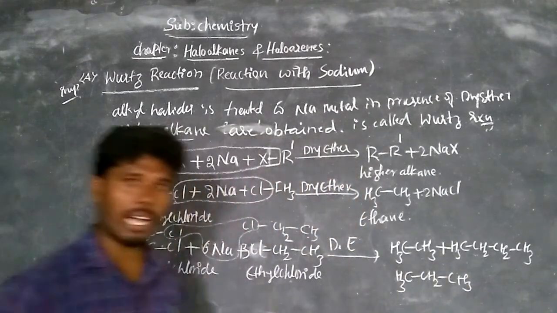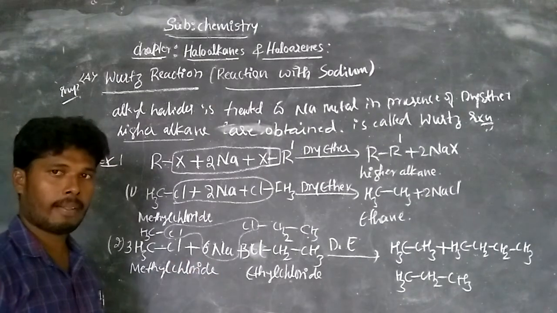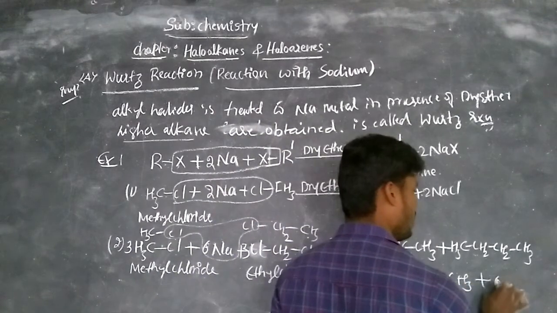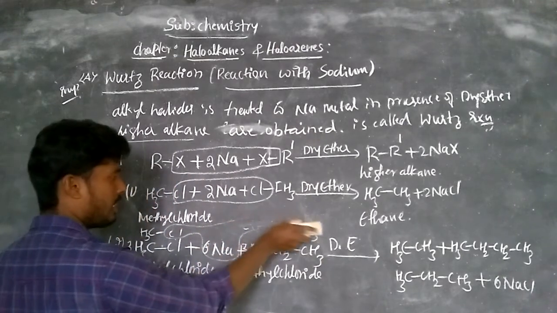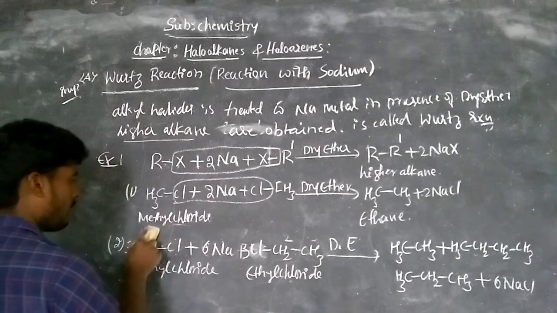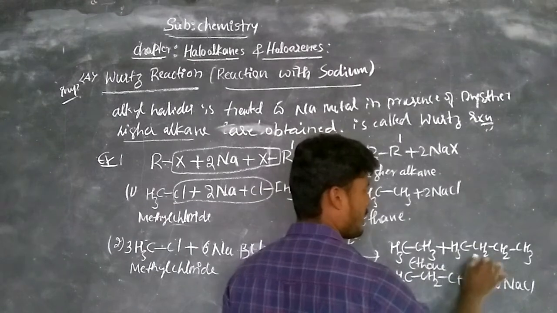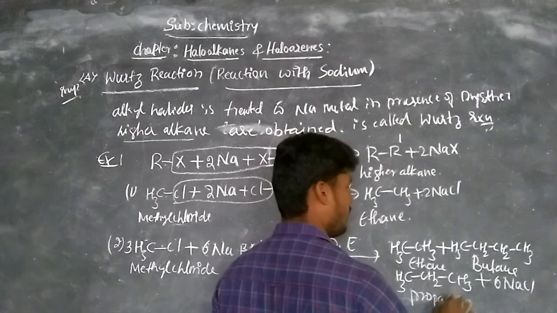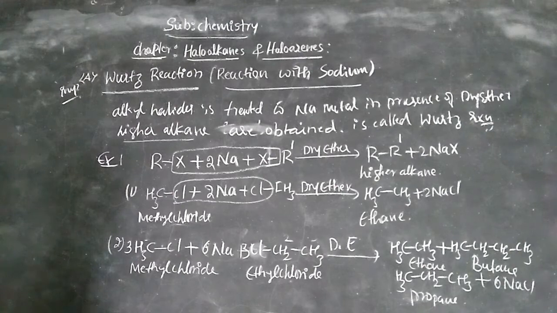So you get 3 alkanes when we are taking 2 different alkyls. So how many sodiums are there? 6. So the byproduct is 6 sodium chloride compounds. So what is the name of these products? Finally, give the name of the resultant products. Its name is ethane. This is butane and propane. The byproduct is sodium chloride. So this is the Wurtz reaction. So important.